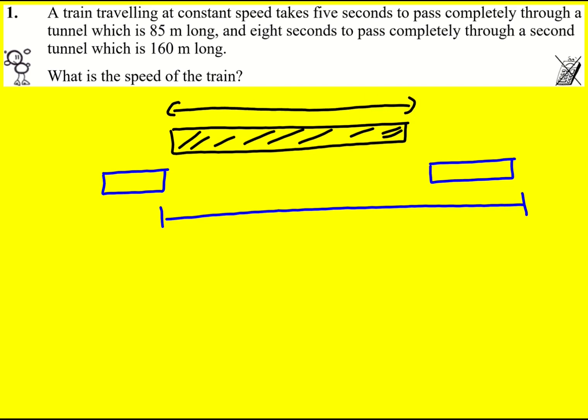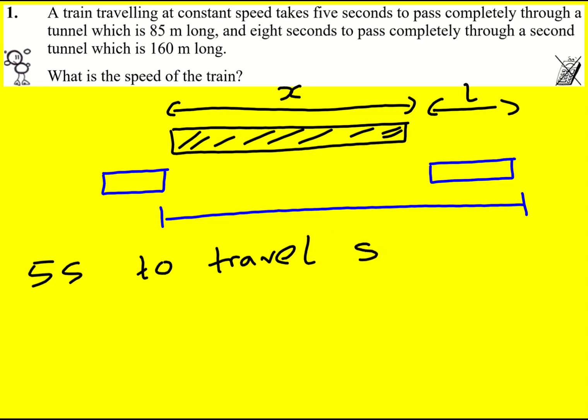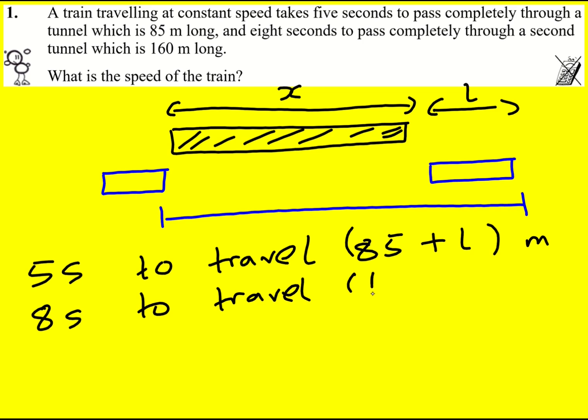So let's say the length of the tunnel is X, and the length of the train is L, and we don't know either. Well, we know X for these two different instances. Then we can see that it takes 5 seconds to travel 85 plus L meters, and then 8 seconds to travel 160 plus L meters.